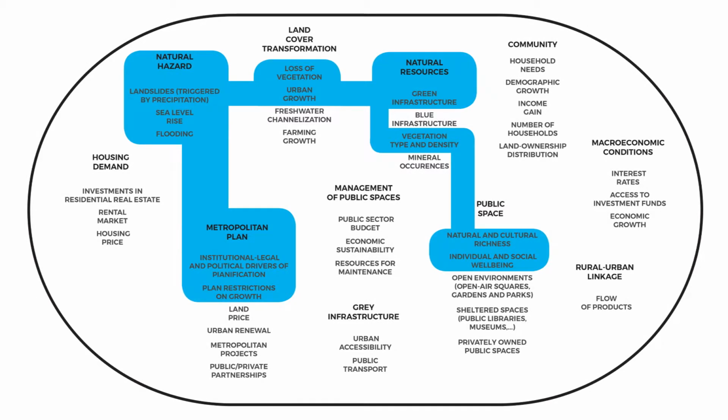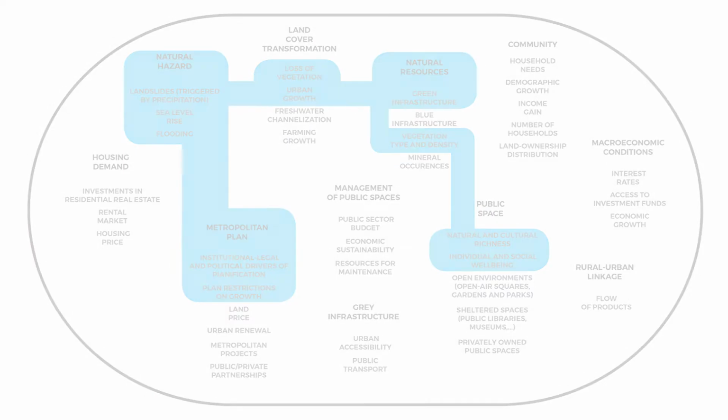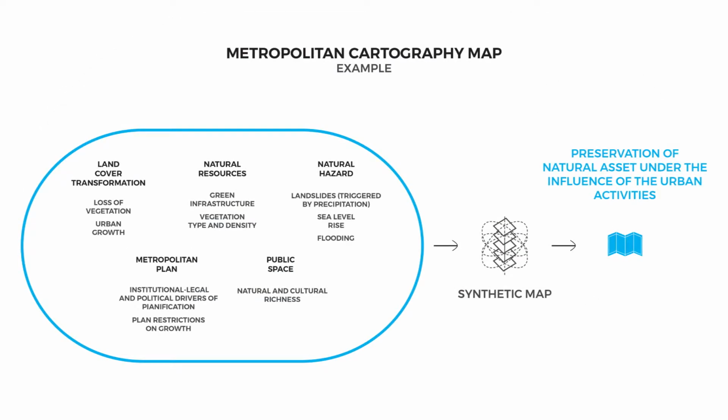For example, from this general semantic package, the zone of reading in blue highlights the impact of the urban growth on the green infrastructure that assesses planned restriction on growth regarding natural hazard and preservation of natural and cultural richness. We could name this synthetic map as Preservation of Natural Asset under the Influence of the Urban Activities.